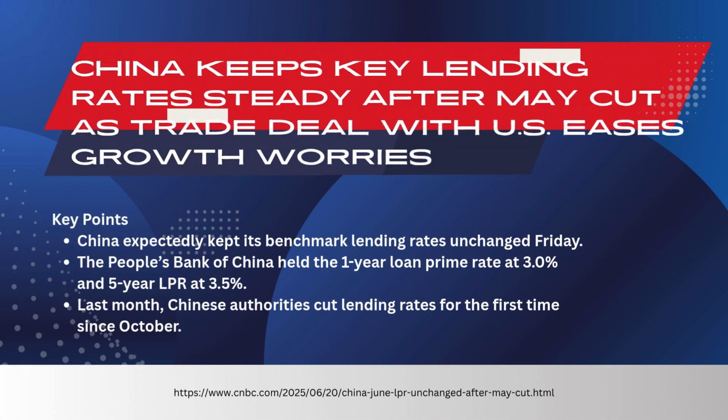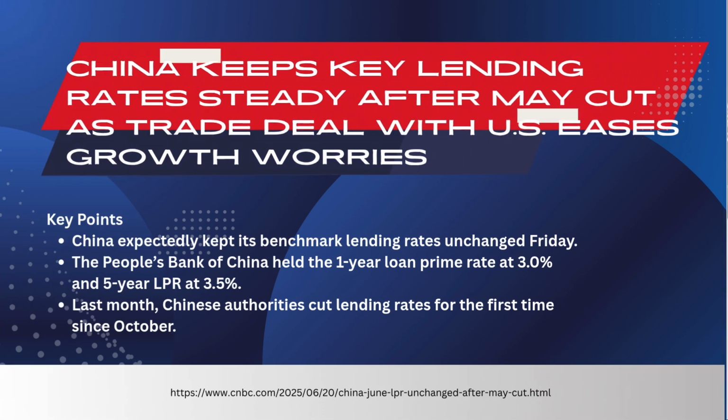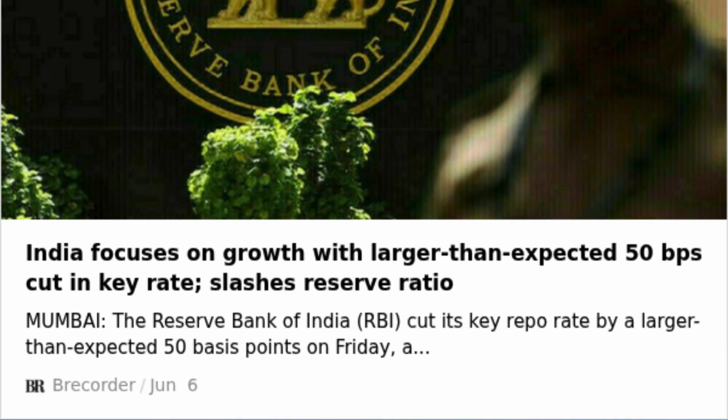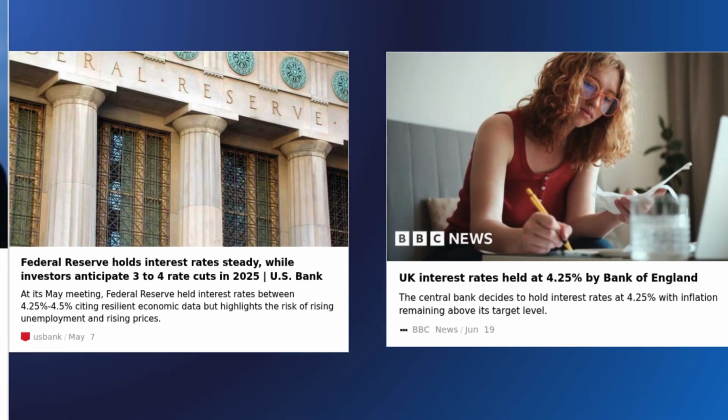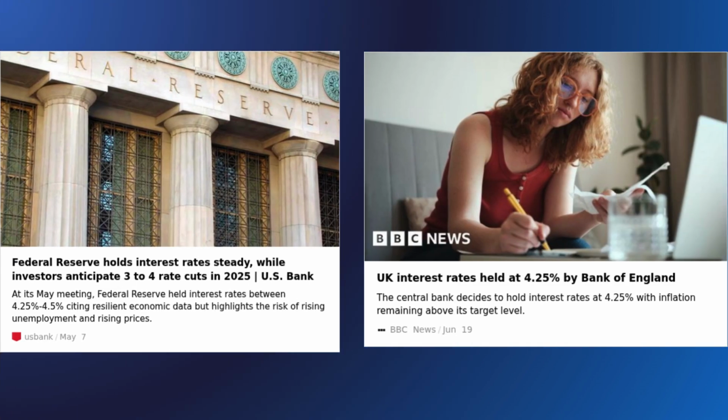China kept its interest rate steady, playing it safe after last month's easing. India made headlines by slashing its interest rate by 50 basis points to boost economic activity. Switzerland cut its key rate all the way to 0%, signaling concerns about deflation. Meanwhile, the U.S. Federal Reserve and the Bank of England held their rates firm, citing inflation and global risk factors.